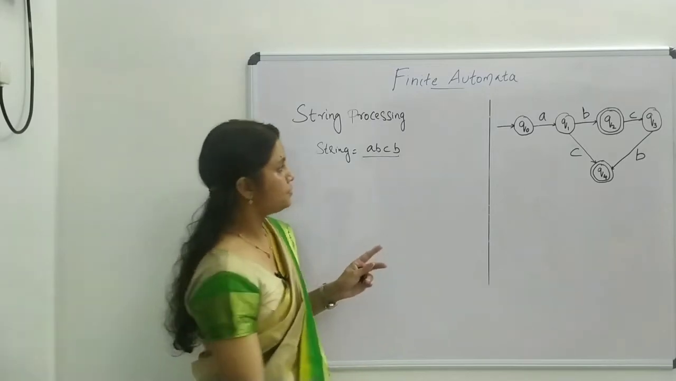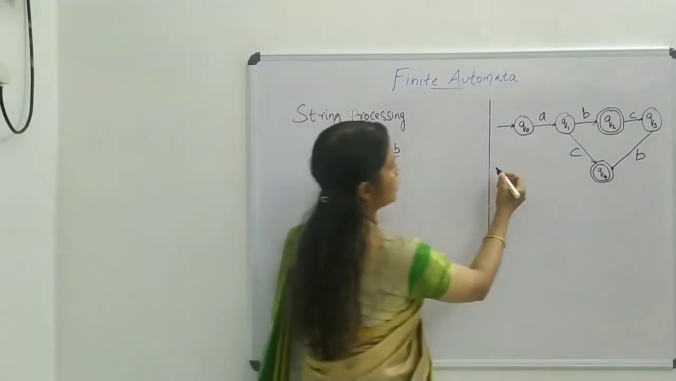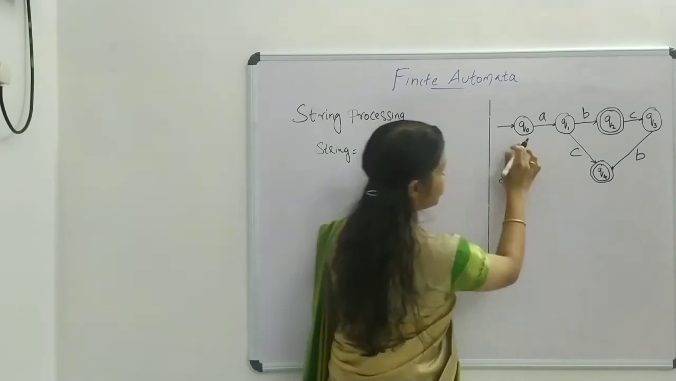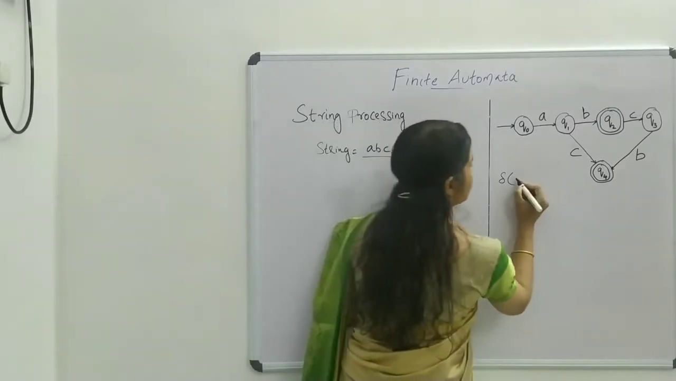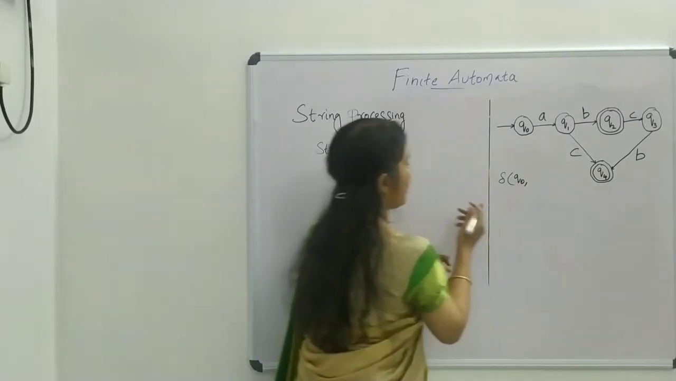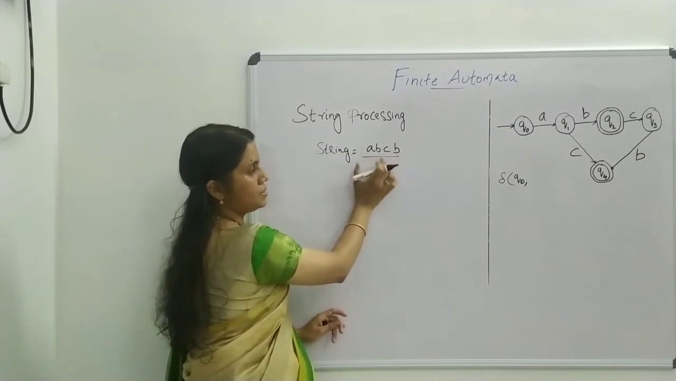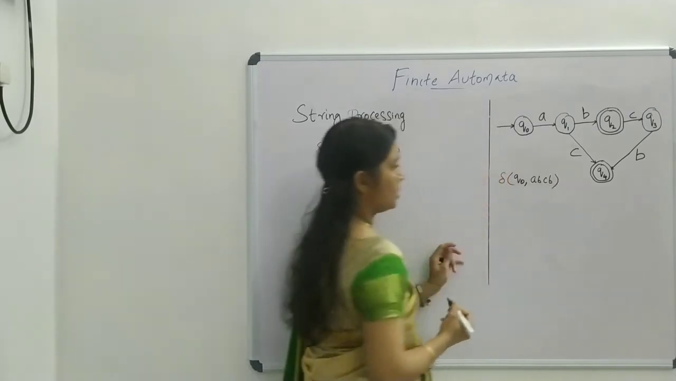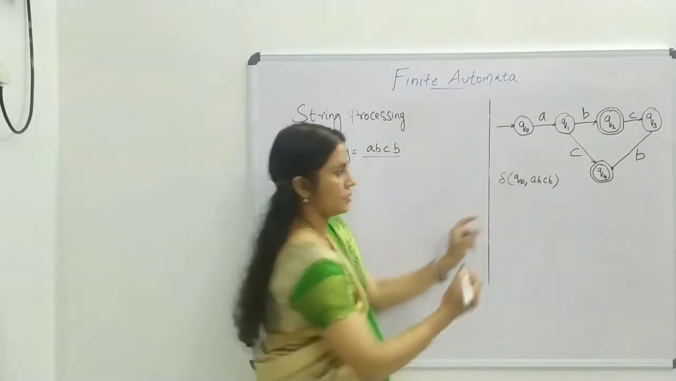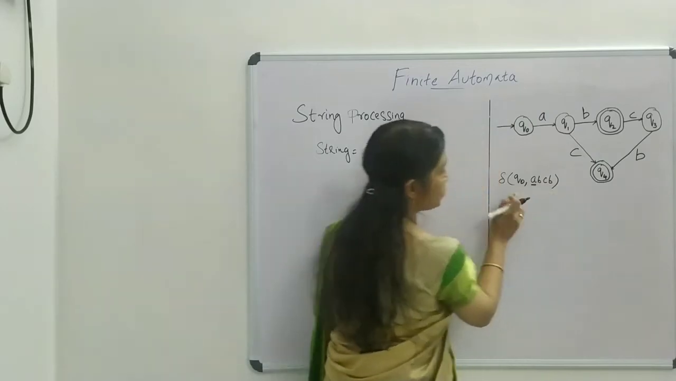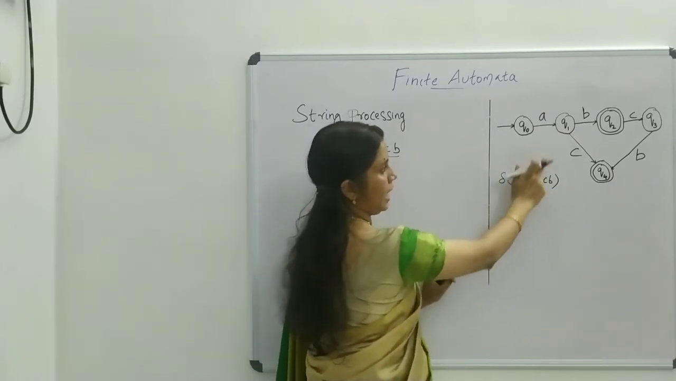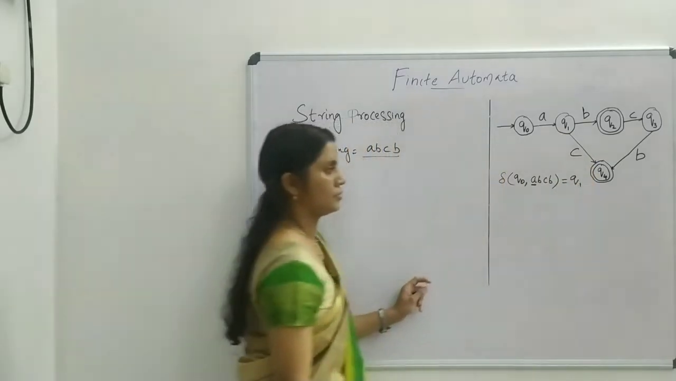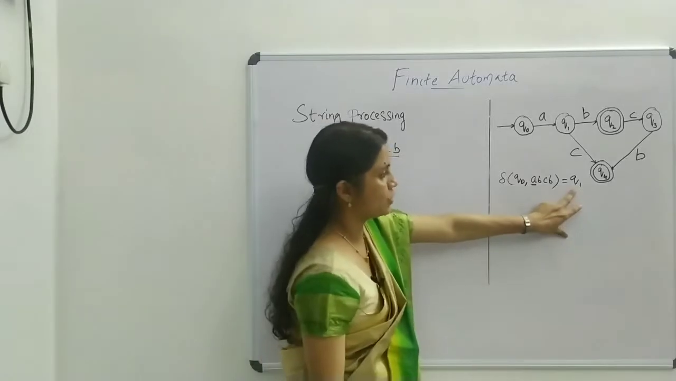So here, Q0 is our start state, right? Q0 is our start state and our string is ABCB. First input is A. So Q0 on the input symbol A moves to the state Q1, right? So the next state will be Q1.